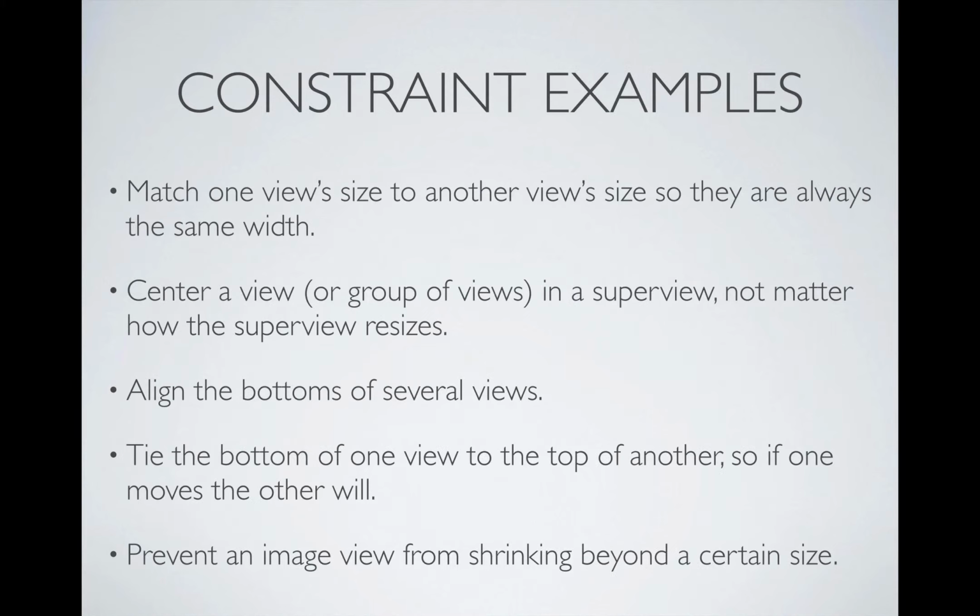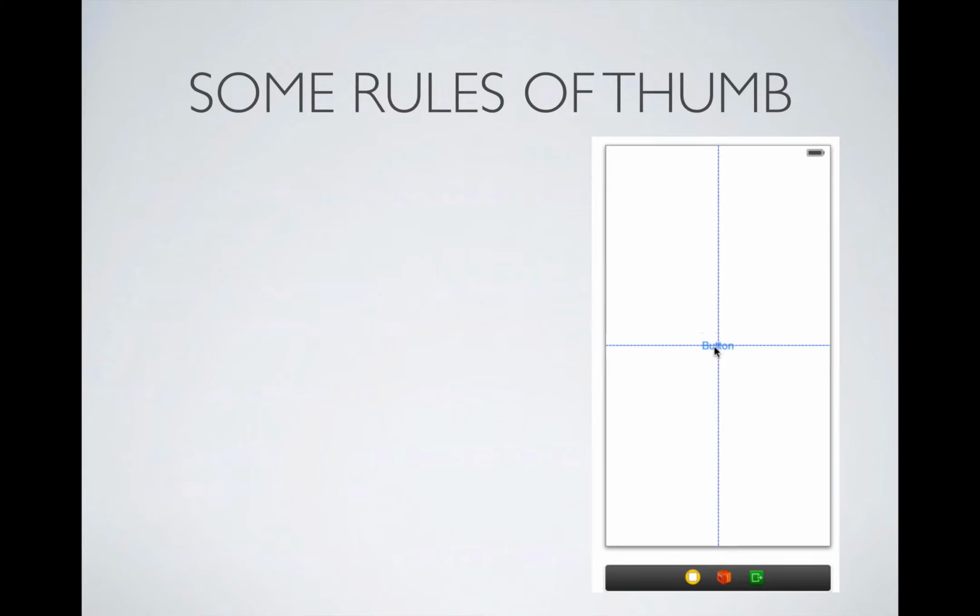So what are these constraints like? Well, they let us do things like the examples I've got listed here. So we can match one view's size to another view's size so that they're always the same width. So if one of the view's width changes, the other will change accordingly. We can center a view or even a group of views within a super view. And so if you resize that super view, whatever those views are, they're going to stay right in the center. We could align the bottoms of several views. We could tie the top of one view to the bottom of another, so if one of them moves, the other one will move with it. And we can do things like prevent images from shrinking beyond a certain size.